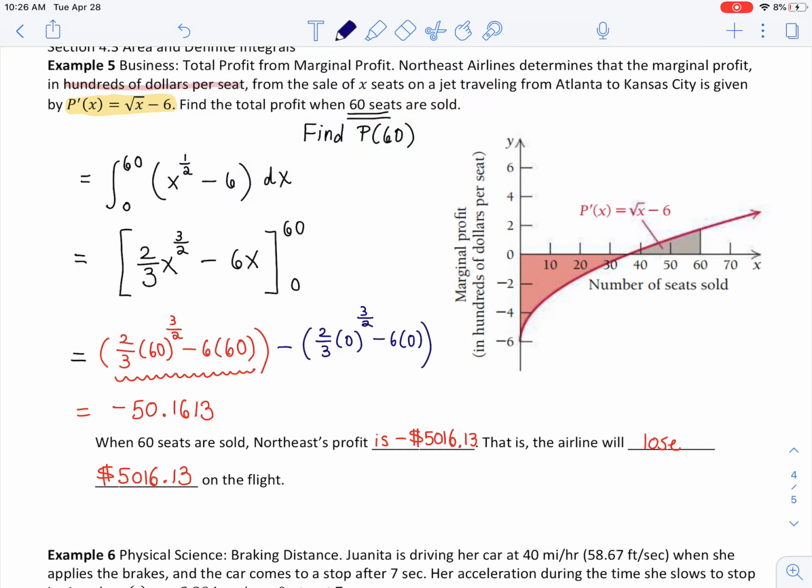Yep. And we can tell that from this picture. Notice there is more area under the x-axis, right? And then there is less area above.